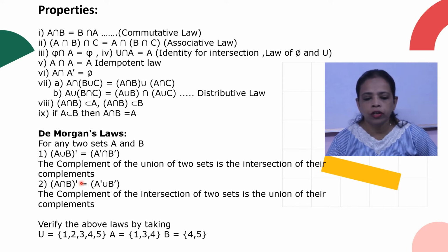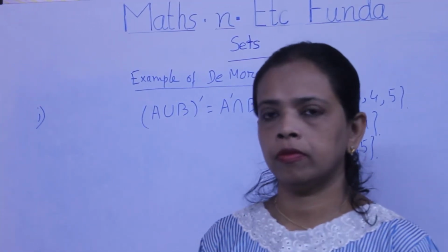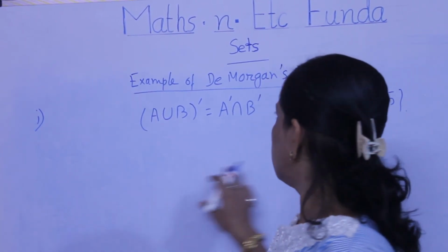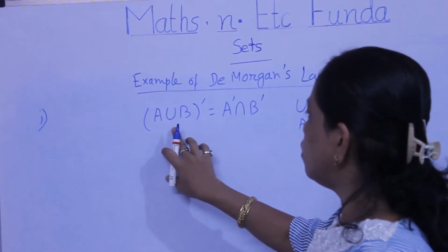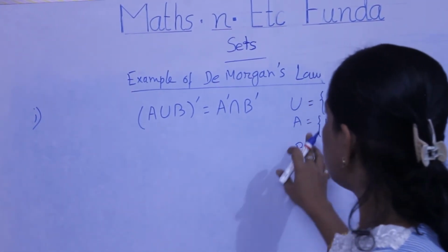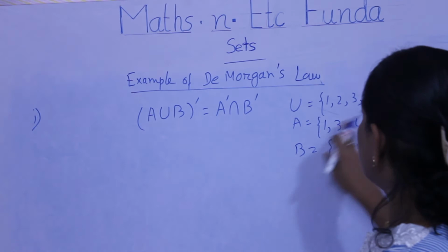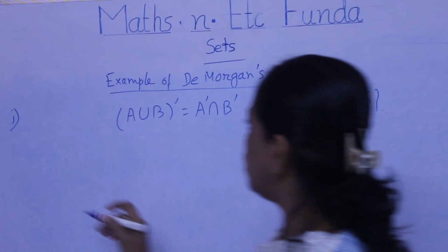Now, I'll prove these laws using an example. Now, look at the board. Now students, we will explain the first law using this example. The first law is the complement of the union of two sets is equal to the intersection of their complements. So in this example, the universal set equal to this, set A equal to this, set B equal to this.